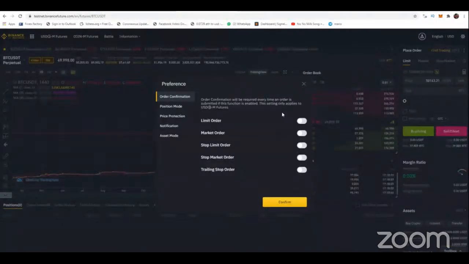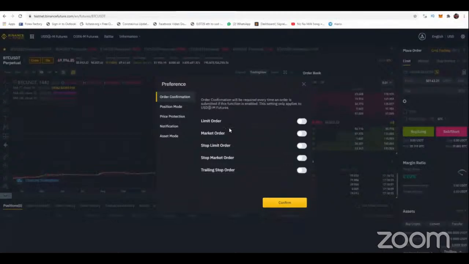But if you have this, it is just like a second level of confirmation before that trade is taken. So you can just select them on. But if you know you are very comfortable and you hardly make those kinds of mistakes, then you can leave them off.